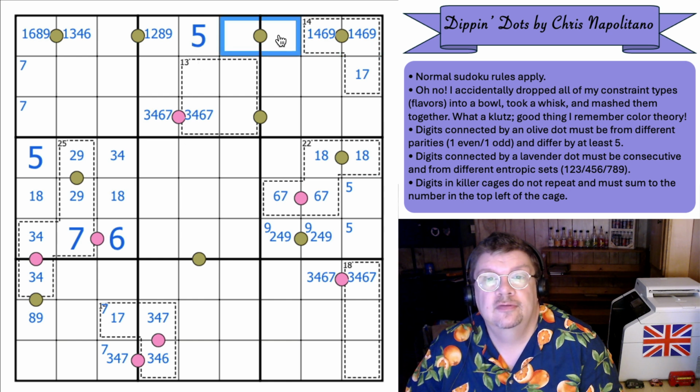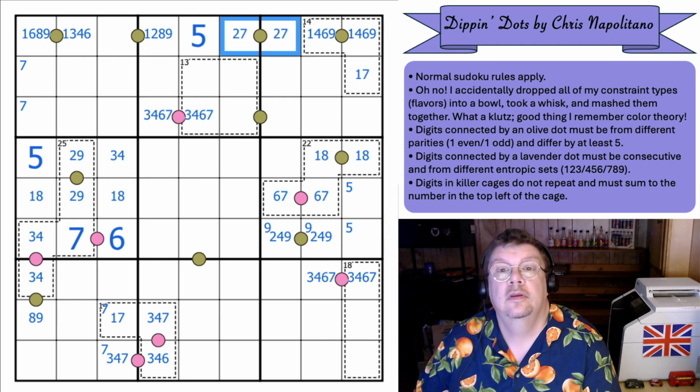So 7 must go on this dot. That must be a 2, 7, because it can't go on that dot. It can't go there or there. And it can't go here. So this is a 7, 2. So that's not a 2.